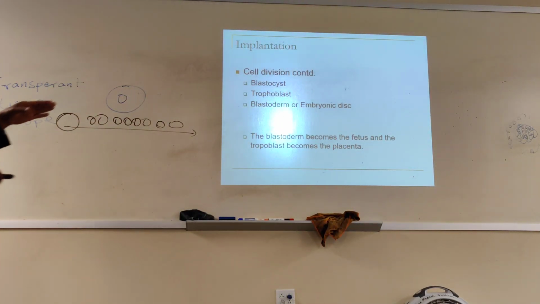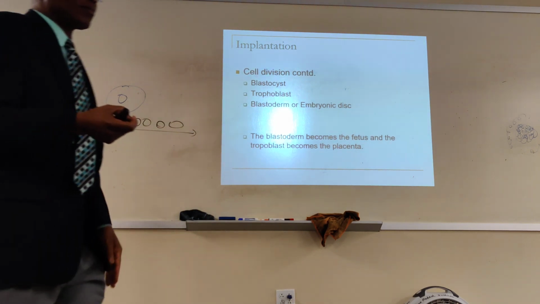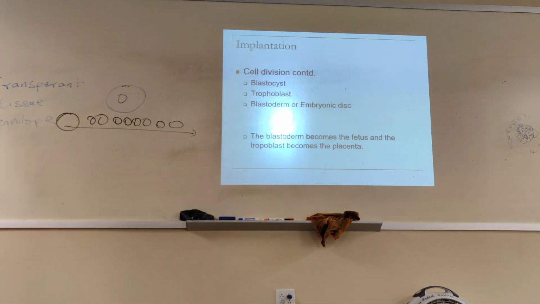Now, once gestational age has reached that period, the zona pellucida, which is the transparent tissue envelope for the blastomeres, now will be replaced with a more effective membrane called the trophoblast. So the trophoblast will replace the zona pellucida once you get to the blastocyst level.